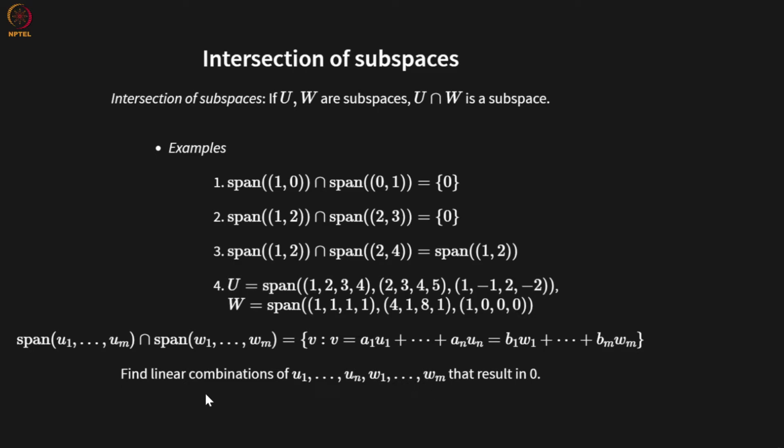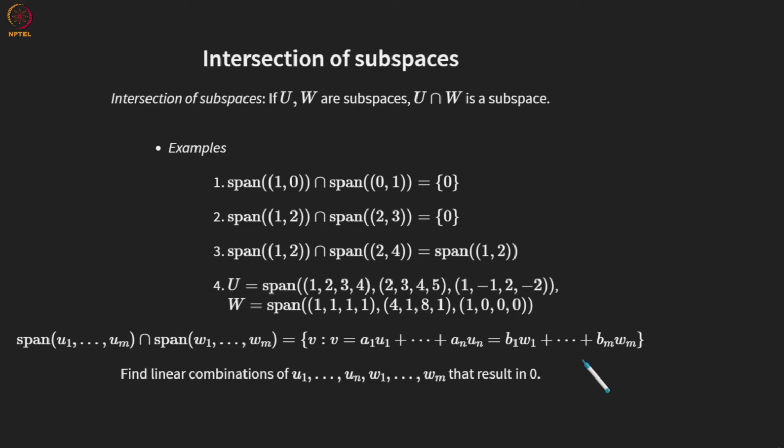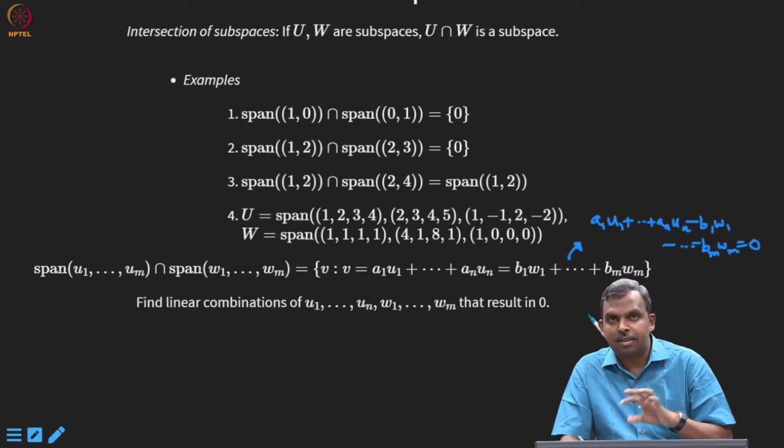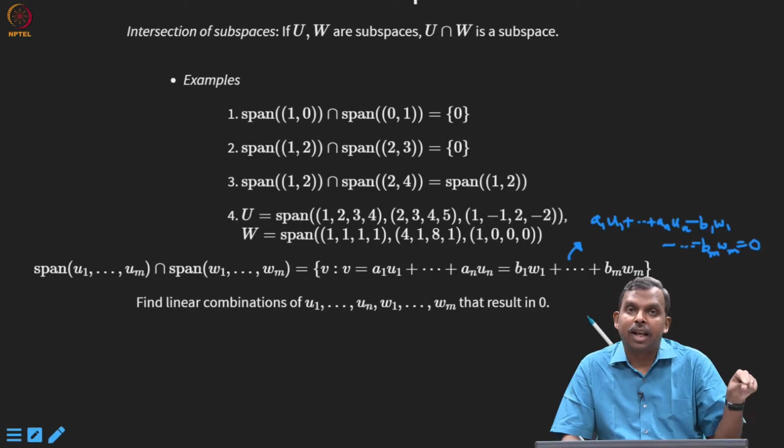So you find linear combinations of u1 through um that result in 0, right? So what do I mean by that? So you can sort of rewrite this as a1 u1 plus ... plus an un minus b1 w1 minus ... minus bm wm equal to 0. Okay. So if you find a linear combination of u's and w's, okay, which result in 0, then you have a vector in the intersection. Okay, so you can sort of use this idea and then find the intersection.